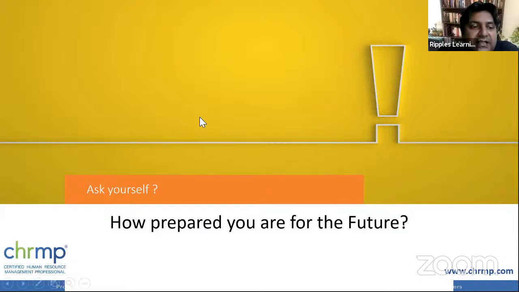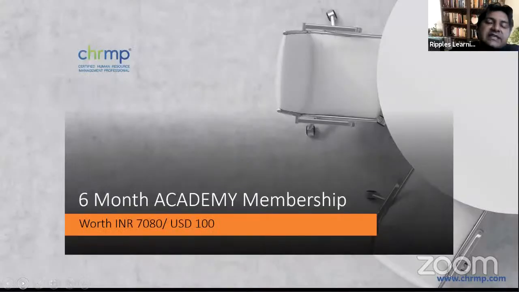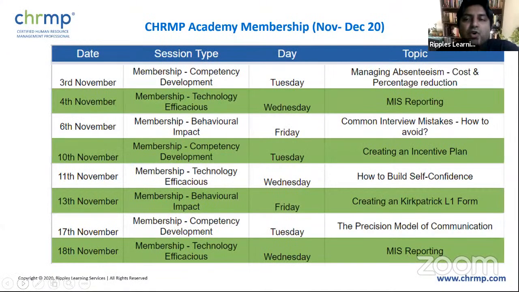And as I said, the future is continuous learning, right? We have to continuously learn, and we need to partner with somebody who can help us learn well, right? And this is where I think CHRMP beautifully comes in, because we have what we call the CHRMP membership, right? We have something called CHRMP membership. Look at this calendar for the next 2 months, right?